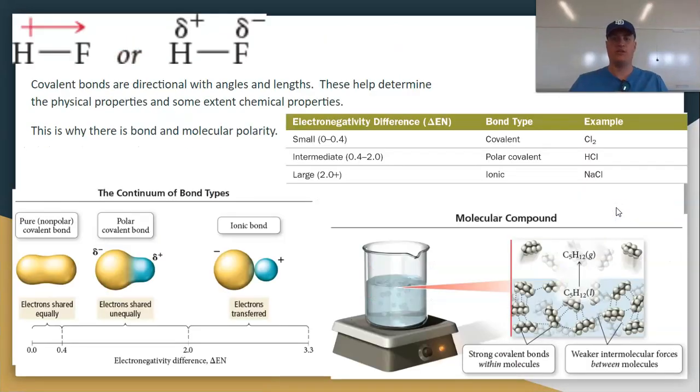Now, when we look at just how the bond representations are often formed or shown, covalent bonds are shown with angles and lengths. So these are shown in more detail. You might remember these from being structural formulas or Lewis dot structures. These will help determine physical and, to some extent, chemical properties. We'll get into that deeper throughout this course.